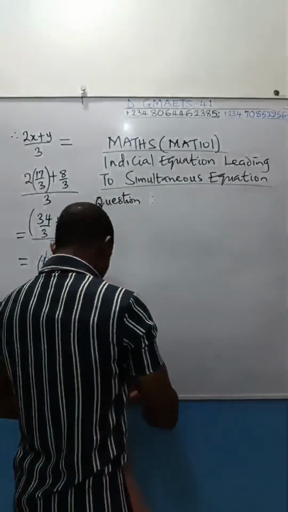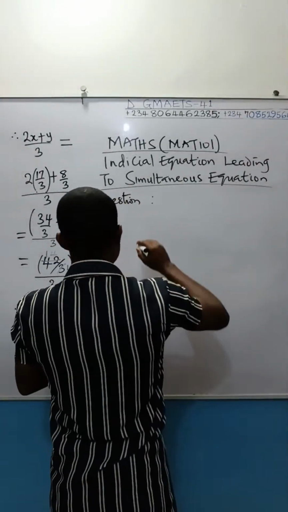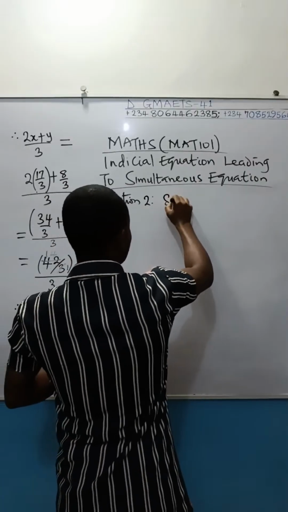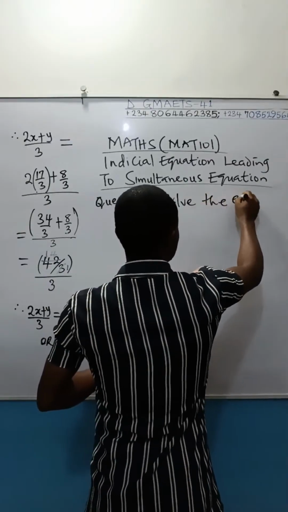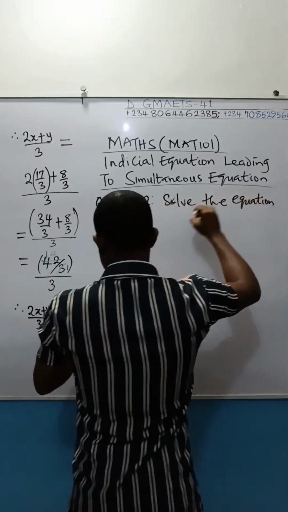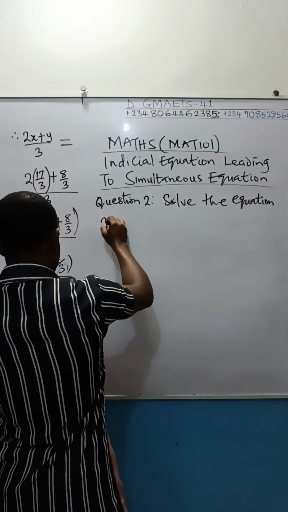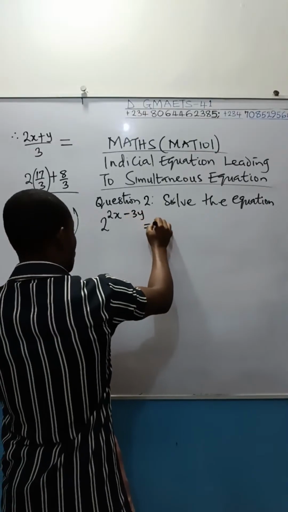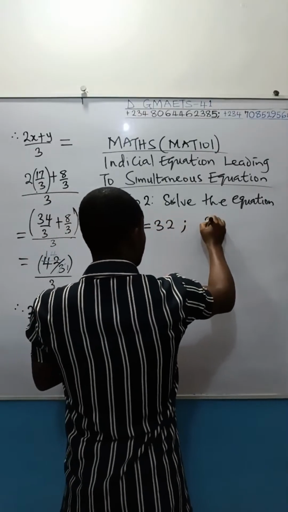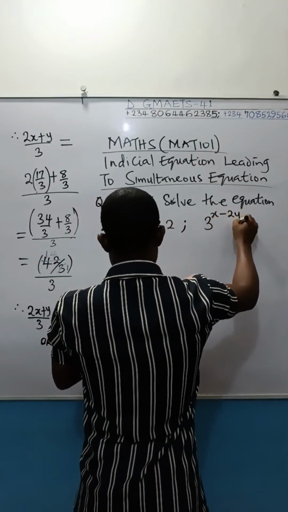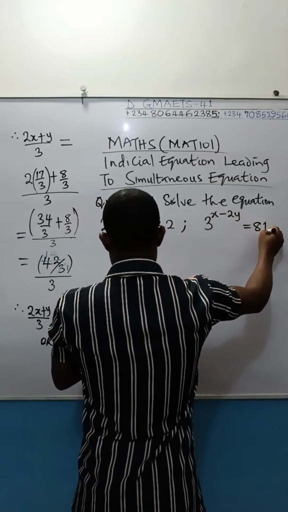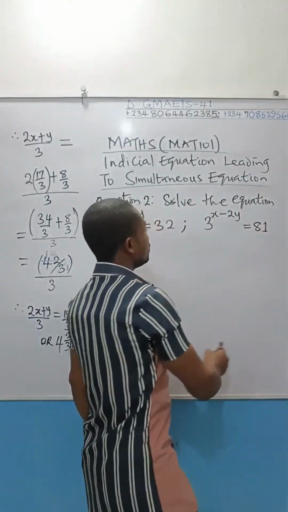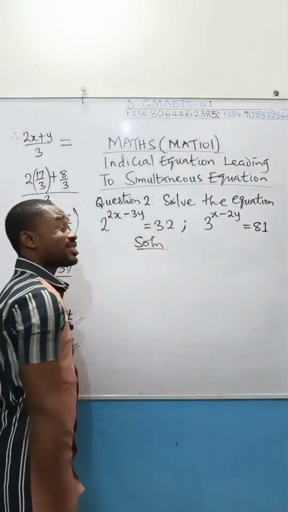Question number 2. Let's see what we've got here. We are asked to solve the equation: 2 to the power of 2x minus 3y equal to 32, and 3 to the power of x minus 2y equal to 81. We have to solve this problem that we have on the board. And of course, this is 1 plus 1, like I said.